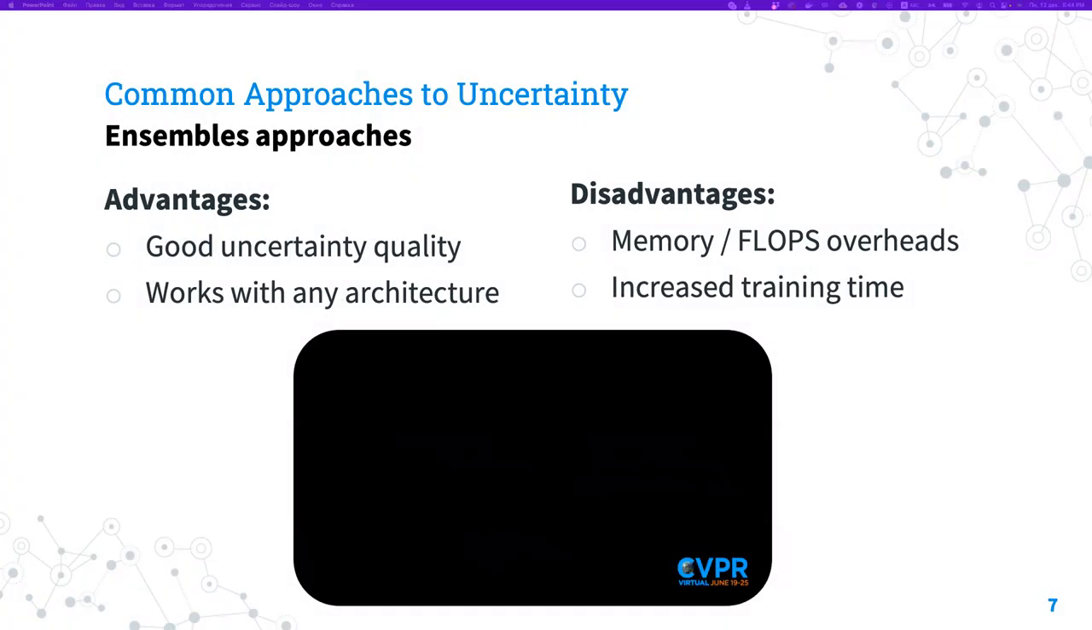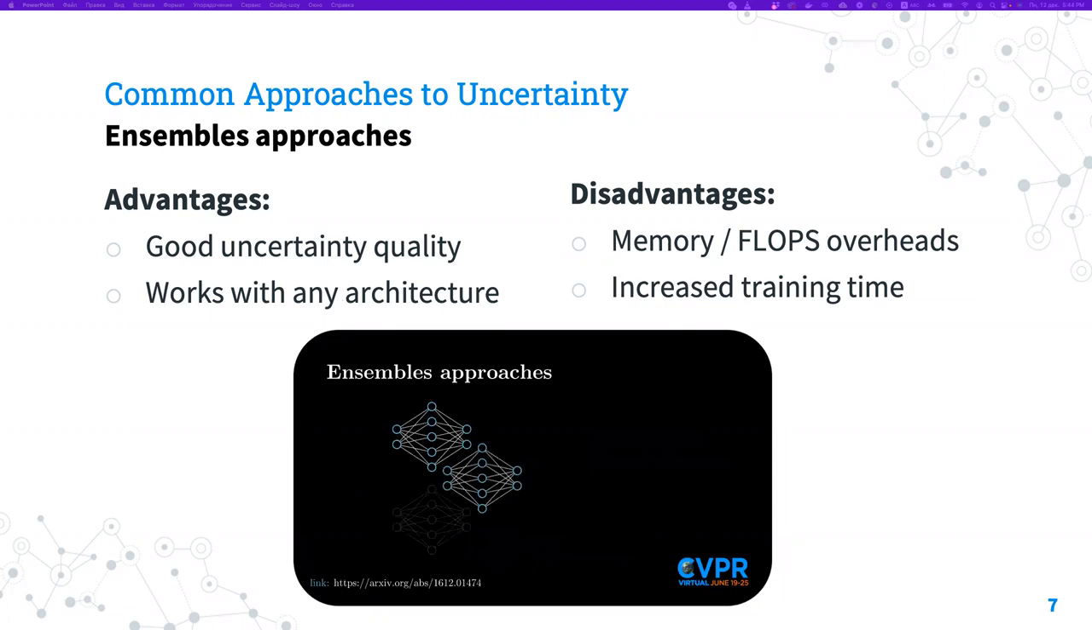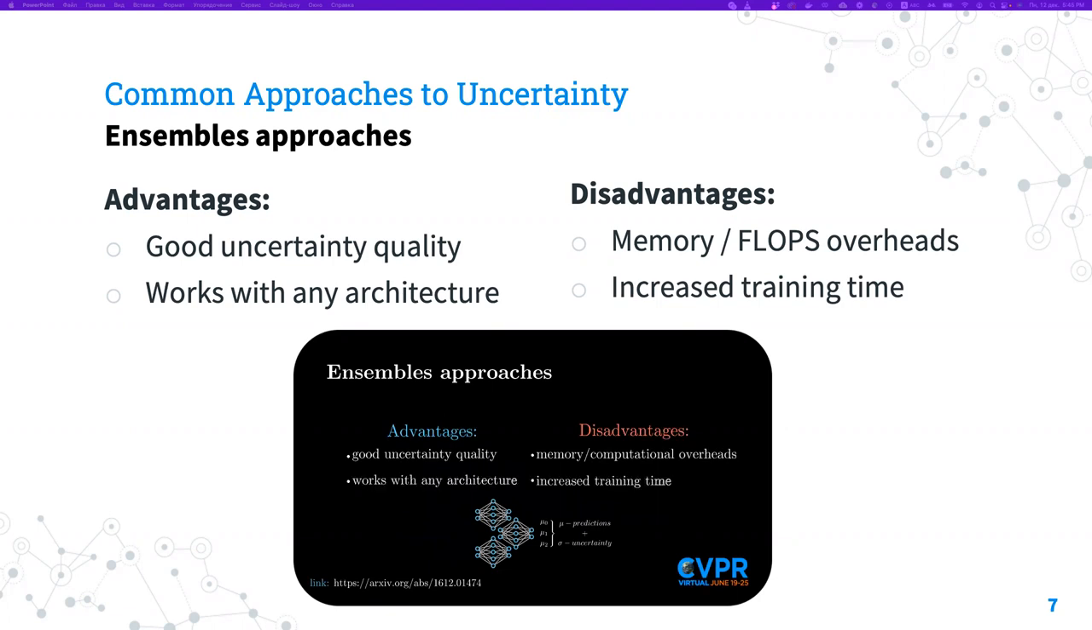As I already said, another popular approach to uncertainty estimation is the ensembles approach, which is also rather simple to understand, to grasp. It's very easy to use because you just train several models independently, and then, making several predictions for one particular input, you can figure out from the variance of those predictions what the uncertainty is for this particular input.